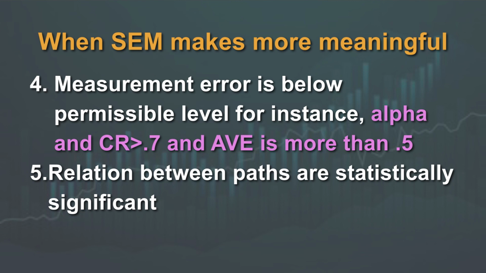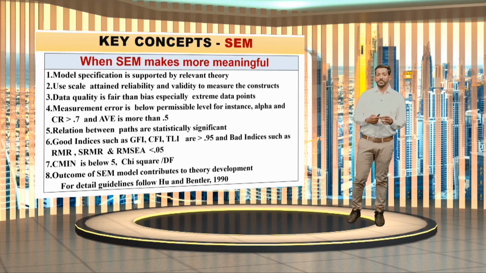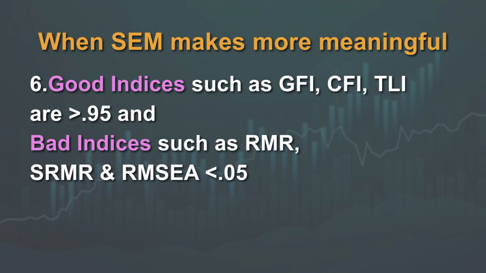And as we are aware, SEM is more about the relationships between paths. So we have to ensure that the relations between paths are statistically significant. And SEM contains a lot of good indexes and bad indexes. The good indexes such as GFI, CFI, TLI, that is, goodness of fit index, comparative fit index, and Tucker-Lewis index, should all be more than 0.95. And bad indexes such as RMR, SRMR, RMSEA should all be close to 0 or at least less than 0.05.